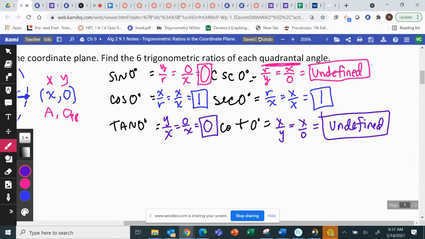Now, I want you to be able to make shortcuts with this. If you have 0, what will the reciprocal be? You've seen it twice now. Undefined. It goes backwards too. If I have undefined, what is the reciprocal of undefined? 0. So we want to connect those together. When I flip 0 or I flip undefined, they equal each other.